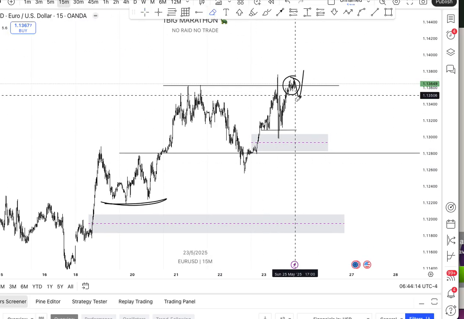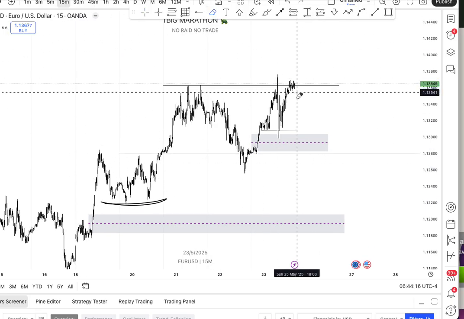So your analysis and your setup will be useless if you don't pay attention to time. Right? New York session, you know the time to trade. London session, you know the time to trade. These are things that I'm going to teach next week.